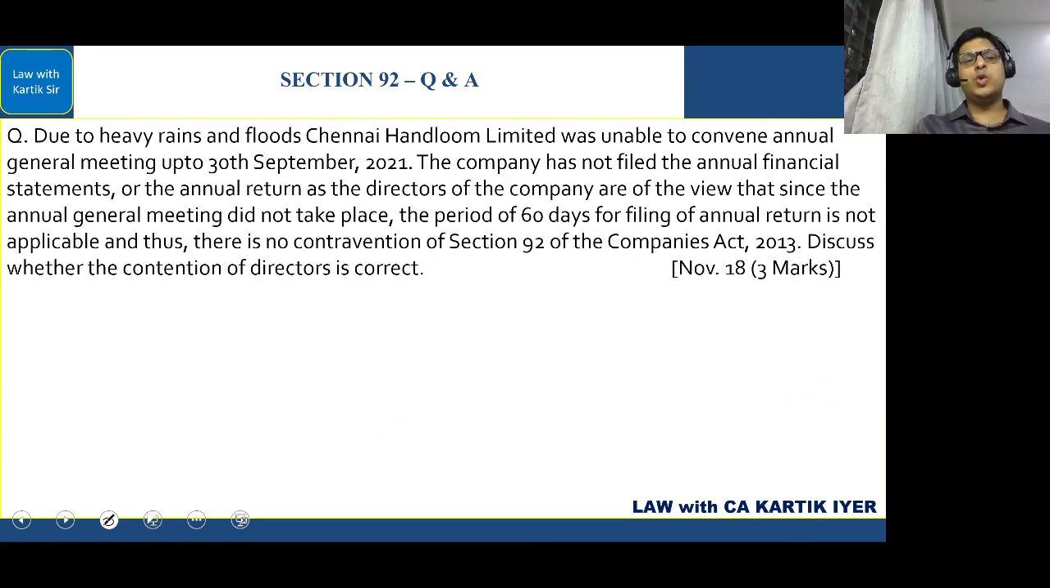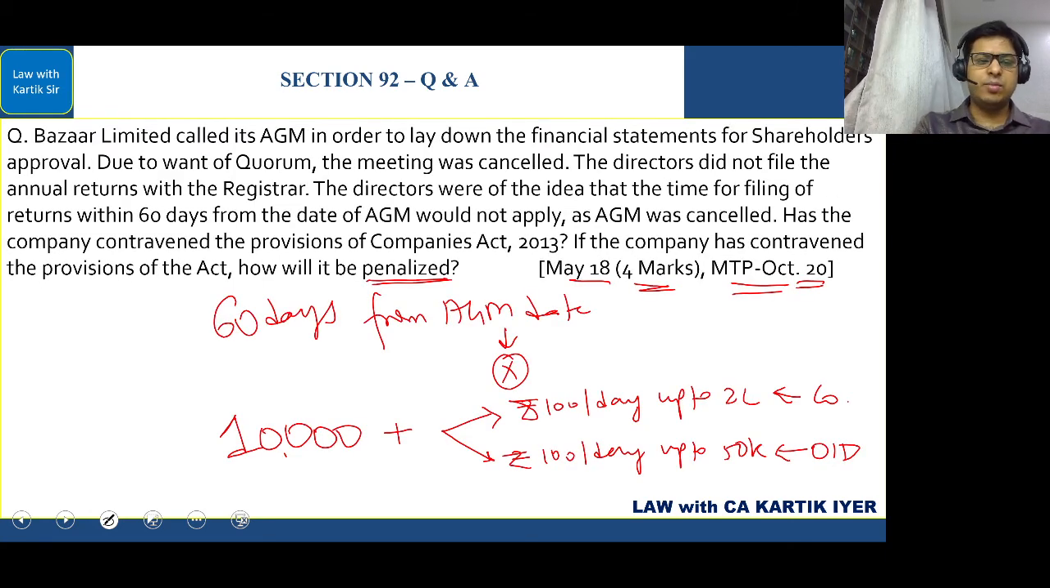Let's see. Due to heavy rains and floods, Chennai Handloom Limited was unable to convene the annual general meeting up to 30th September 2021. The company has not filed the annual financial statements or the annual returns, as the directors of the company are of the view that since the annual general meeting did not take place, the period of 60 days for filing annual return is not applicable, and thus there is no contravention of Section 92 of the Companies Act 2013. Discuss whether the contention of directors is correct. This question is very similar to what we just did. So you can take the cue from here and easily frame the answer.